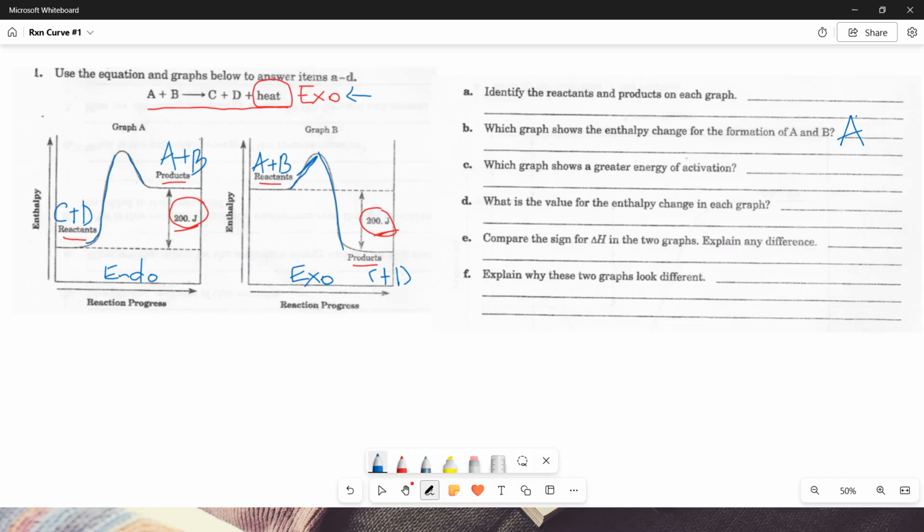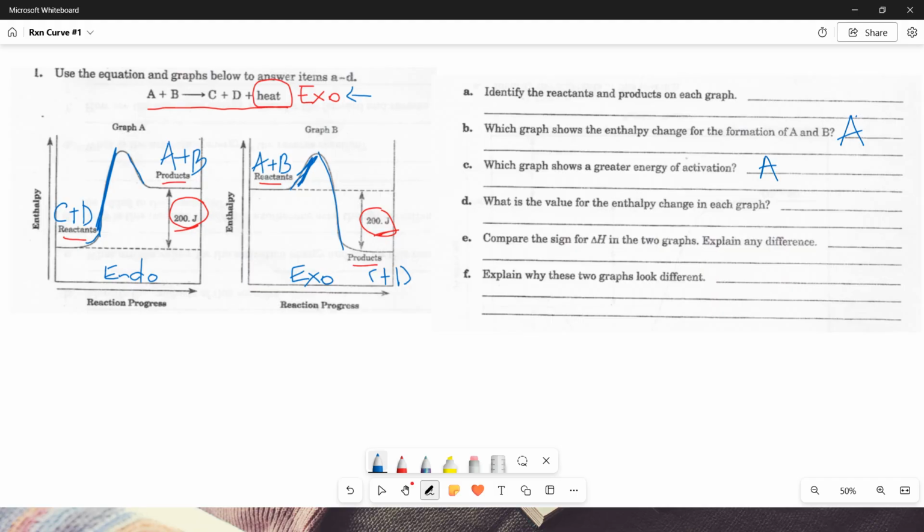Which graph shows the greater energy of activation? Now remember, energy of activation is the energy going in. And if we just look here, we don't have any values, but you can see that in graph A, we have way more energy going in. Therefore, our energy of activation is going to be greatest for graph A.